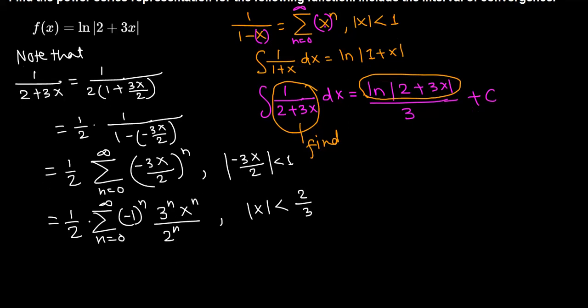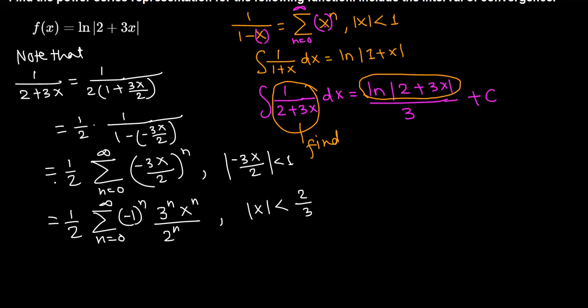So we found the power series for 1 over 2 plus 3x. Now we need to connect this to natural log of 2 plus 3x, and we know that the antiderivative of 1 over 2 plus 3x is equal to natural log of 2 plus 3x divided by 3 plus some constant.